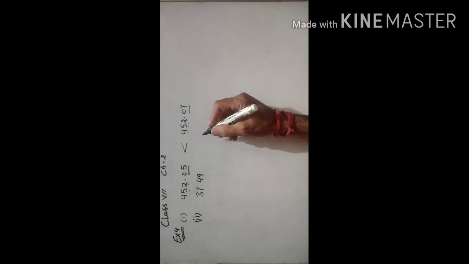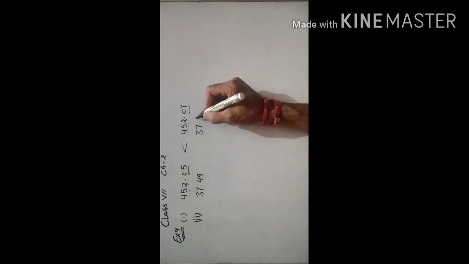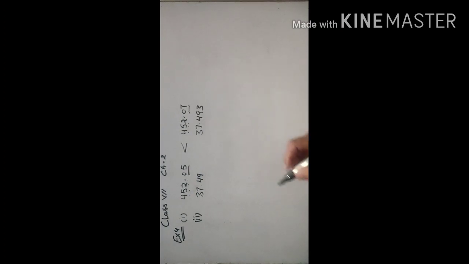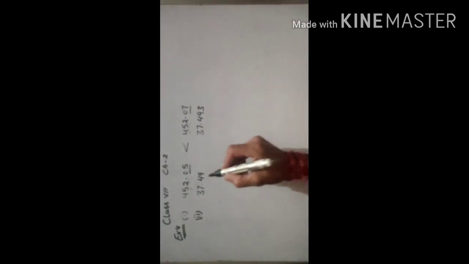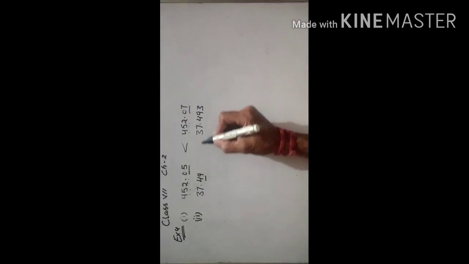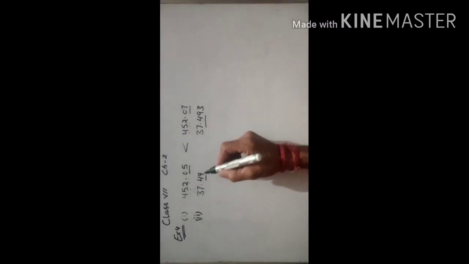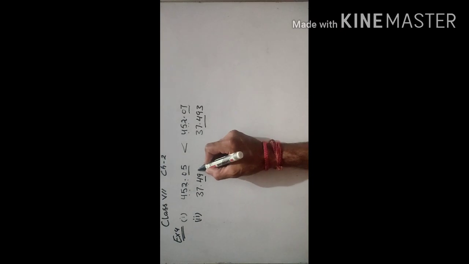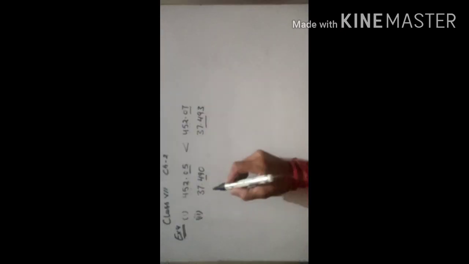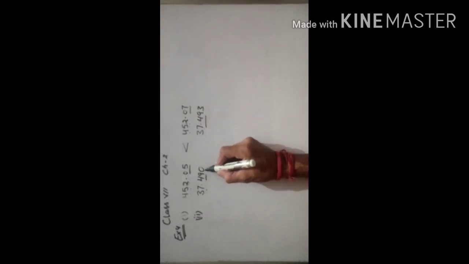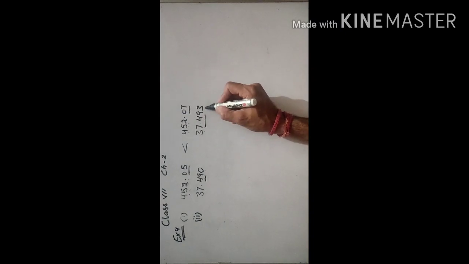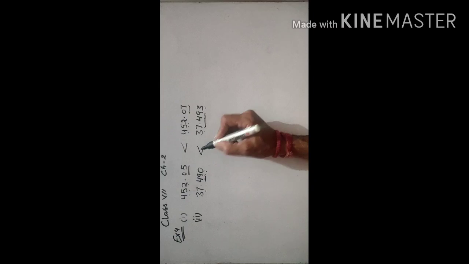Second part is 37.49 and 37.493. These two numbers are not like terms, so we have to make them like decimals. Put 0 here. Now 37.490 and 37.493. 493 is greater than 490, so 37.493 is the greater number.